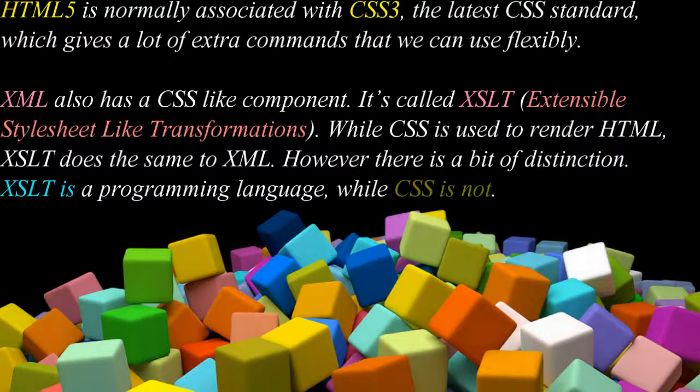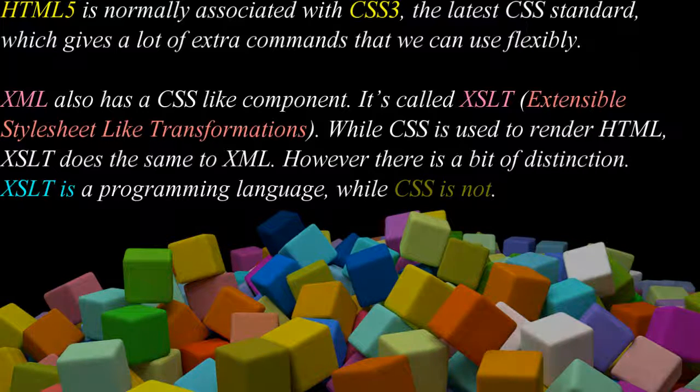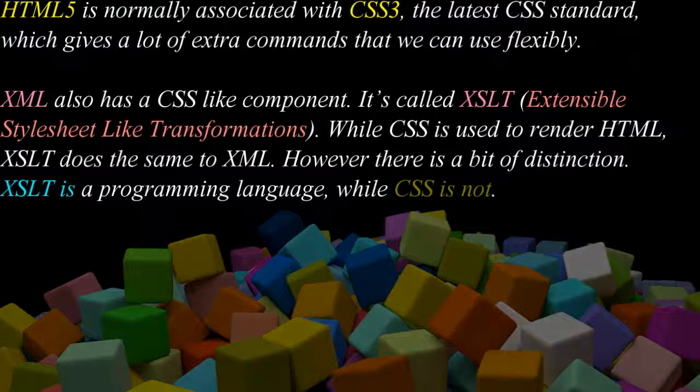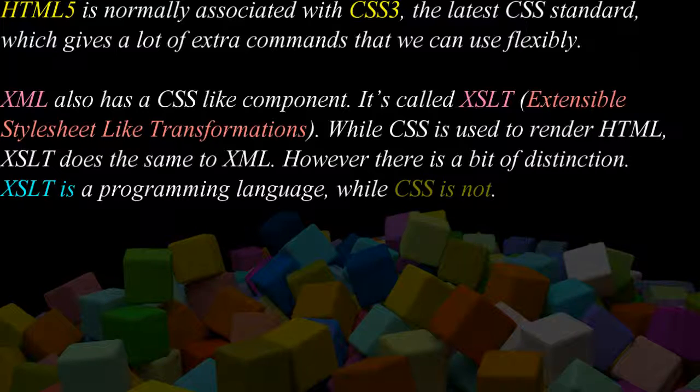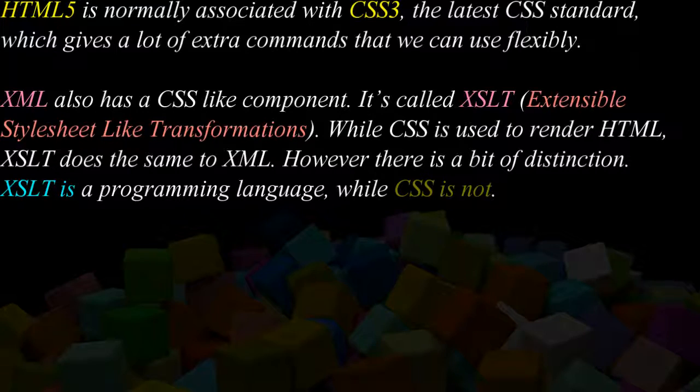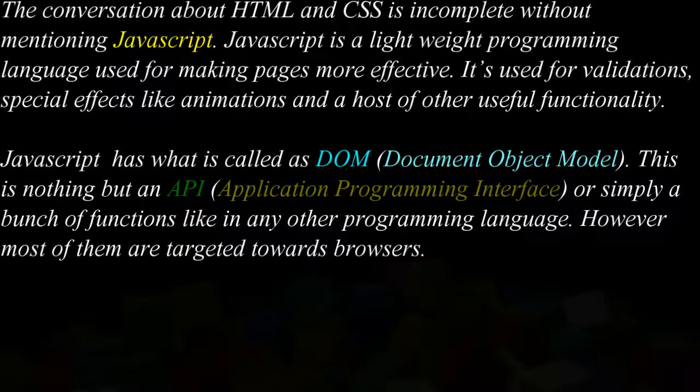XML also has a CSS-like component. It's called XSLT, Extensible Stylesheet Language Transformations. While CSS is used to render HTML, XSLT does the same to XML. However, there is a bit of distinction. XSLT is a programming language, while CSS is not. CSS is just a markup language, whereas in XSLT you can have if-then statements, logical booleans and data types and everything. So XSLT is for programming and CSS is for plain markup, just like HTML.